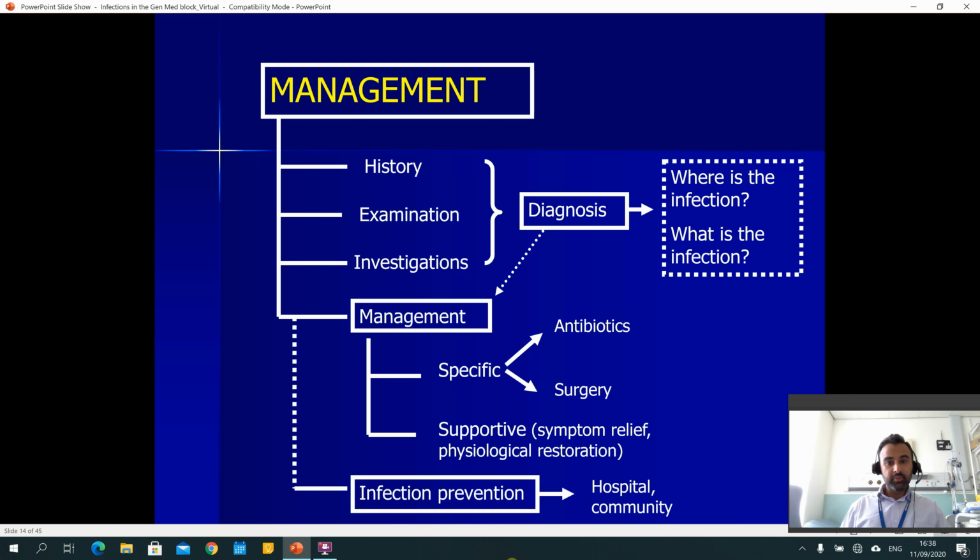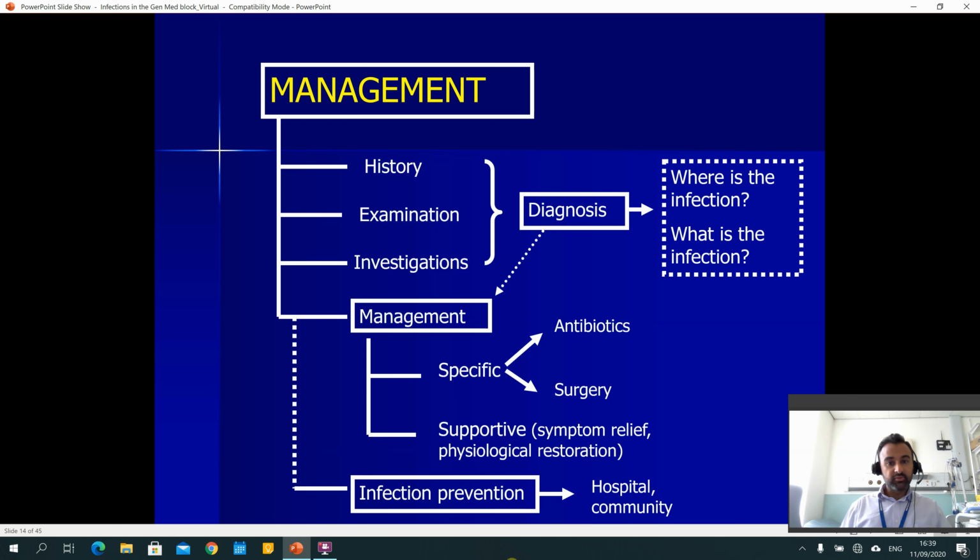Alongside specific therapy, you've got your supportive always. So symptom relief. Many infections cause pain, whether again it will be the leg, the lungs, and that can obviously affect patients' general well-being. And it's important to relieve pain, provide fluids in terms of sepsis, which I'll get onto later as well, and restore their physiology, whether that's supportive management on the ward or potentially needing intensive care.